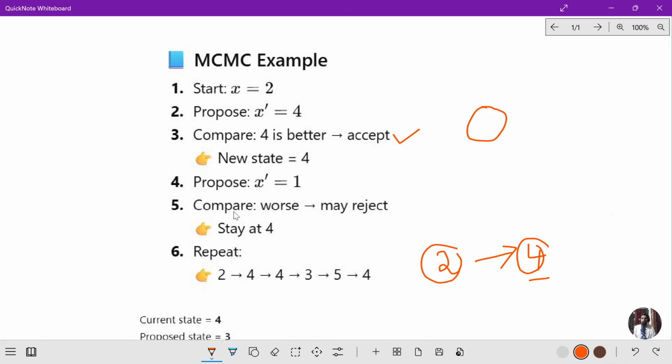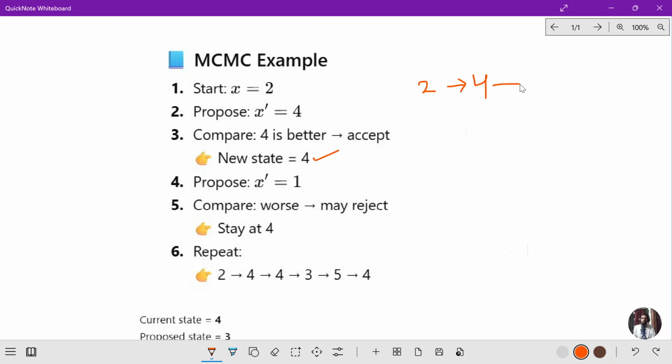Now what is going to happen after completion of this one? So 1 is rejected, so you need to stay at 4 only. Okay, so after completion of this one, what is going to happen? First start with 2, and then the proposed state is 4. If you compare, this proposed state 4 is better, then you accept. Now the new state will become 4. So this is called the new state.